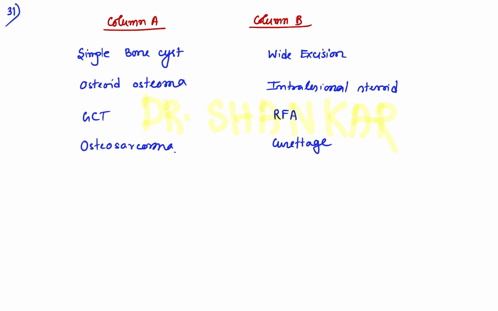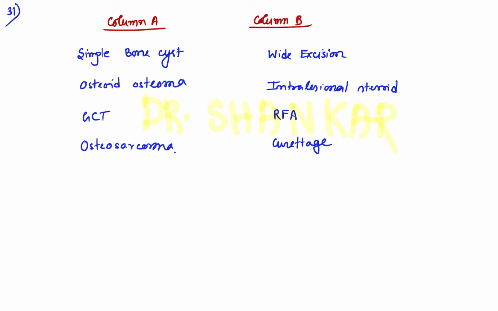So in this fourth video we are starting with question number 31. This is column matching. Column A is for bone pathology and column B is treatment option. So what are the treatment options for bone pathology? Match the columns properly.